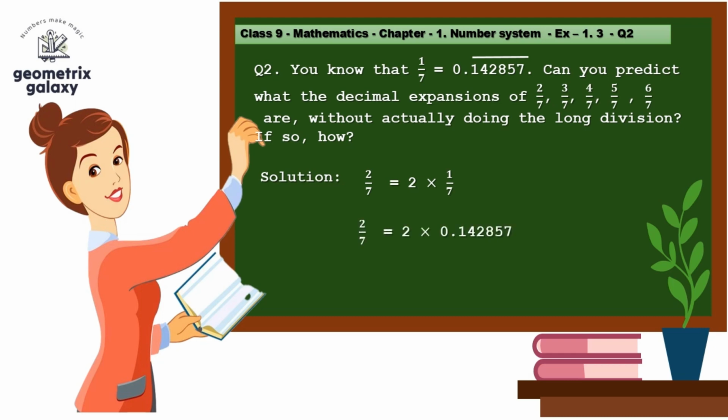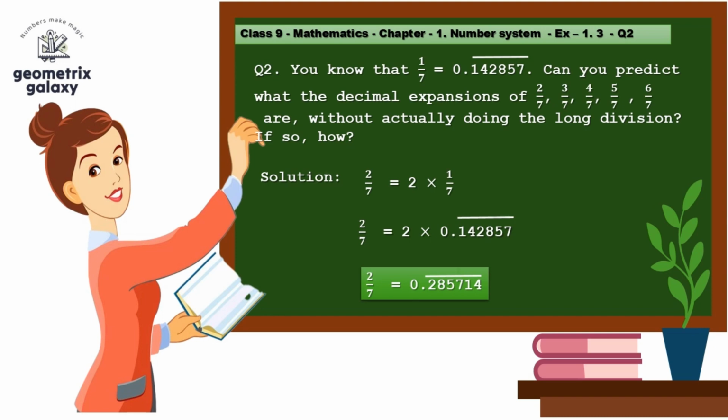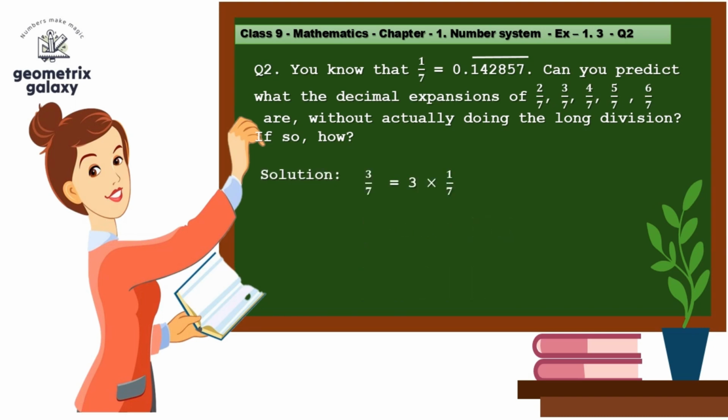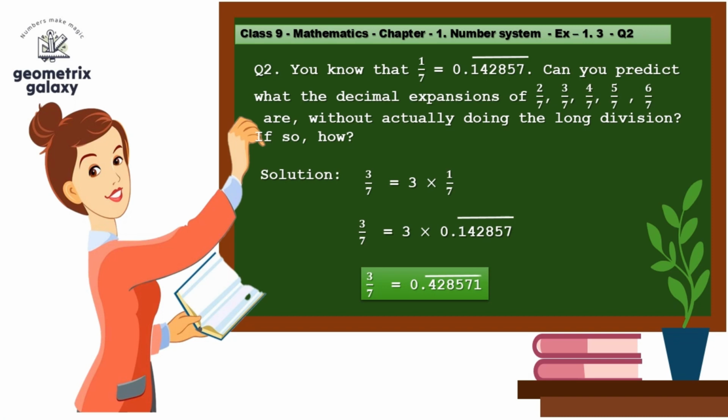Okay. So 2 by 7 is equal to 2 into 0.142857 bar. If you multiply this, 2 by 7 is equal to 0.285714 bar. Now we can check what is the answer for 3 by 7. Similarly, 3 by 7 can be written as 3 into 1 by 7. Again you have to substitute the decimal value for 1 by 7. So 3 into 0.142857 bar. So the value of 3 by 7 is 0.428571 bar.